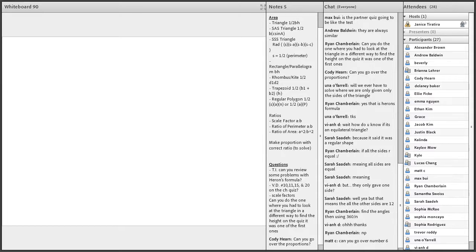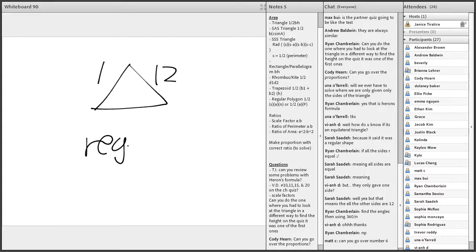Una never answered. So maybe Una, will we ever have to solve where we were only given one side? Yes, we do. And that will be a regular triangle, meaning equilateral. So if you're given just 12, you have to assume all of the other sides are 12.